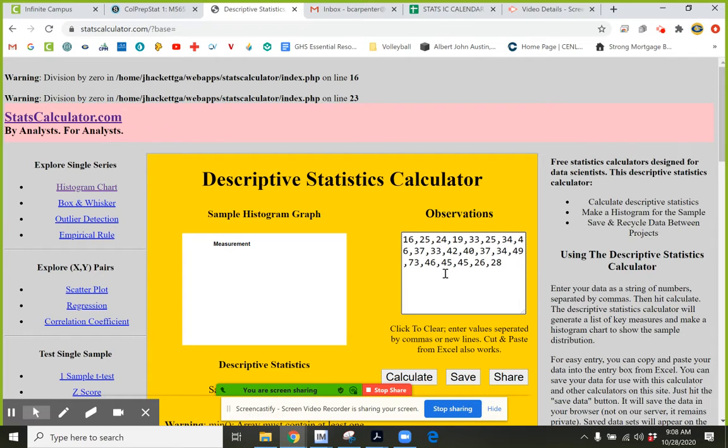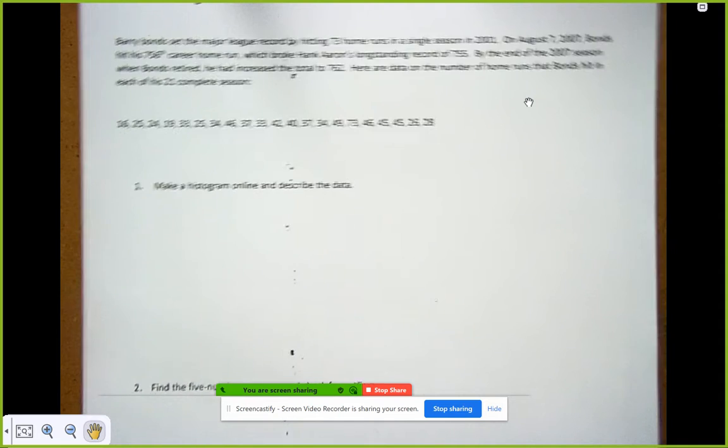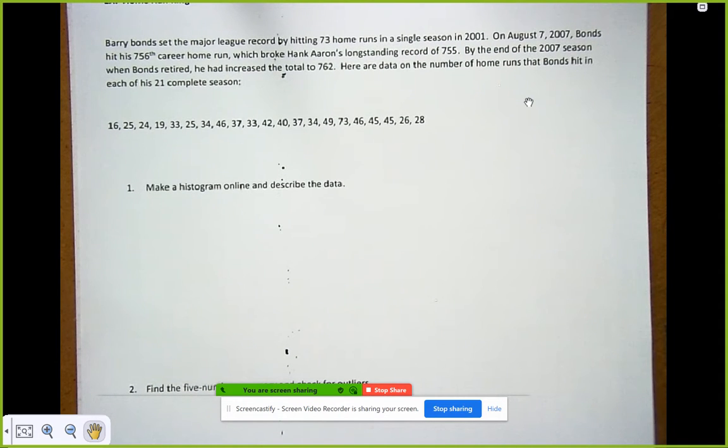And what this data is, right, if we go back here and we read it, it is Barry Bonds set the major league record by hitting 73 home runs in a single season in 2001. You guys may or may not have heard of this if you're not into sports. That was a big deal, right, because Bonds broke a long-standing record of Hank Aaron by the end of that season. And so here is data on the number of home runs that he hit in 21 complete seasons.